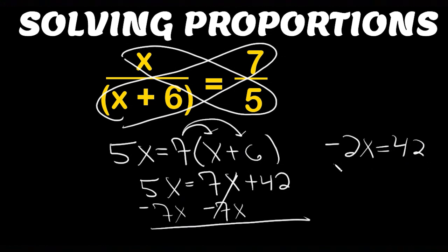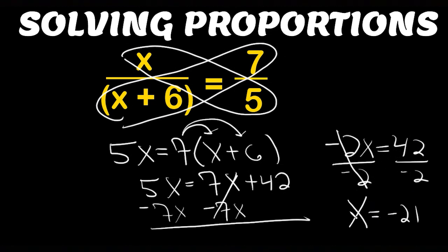Almost done. Last step, divide by a negative 2. So dividing by a negative 2, this will cancel. I get 42 divided by negative 2. That gives me negative 21. So x is equal to negative 21. And that's going to be complete.